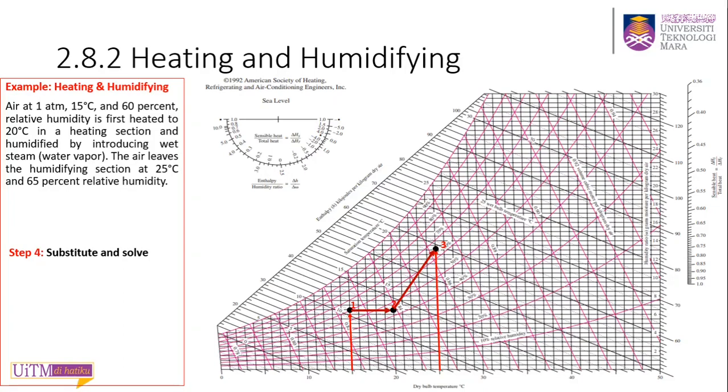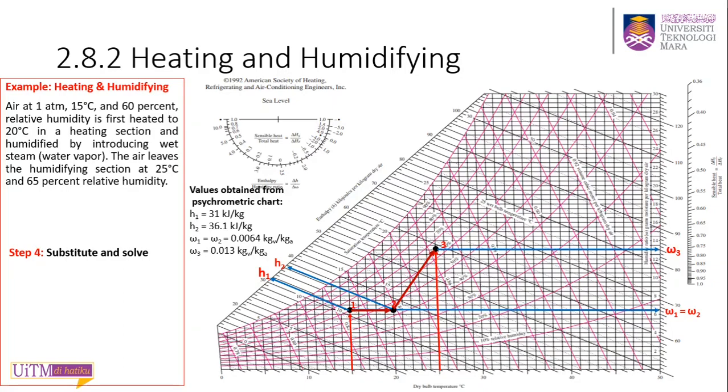Now, we can then draw and label the property lines which are required for state 1 and state 2. And then we can draw and label the property lines required at state 3. Now, read and list down the values for all of the required properties. This is how we are going to plot the psychometric chart for this process. For step 4, substitute and solve for the question.